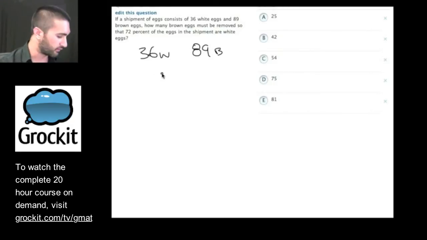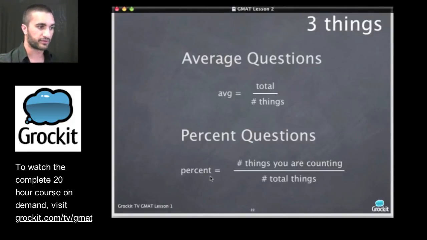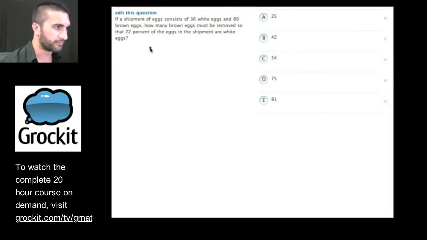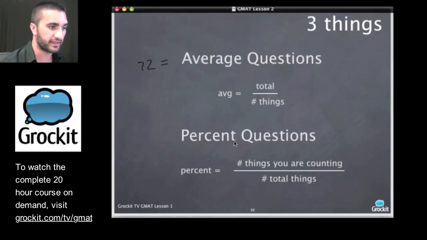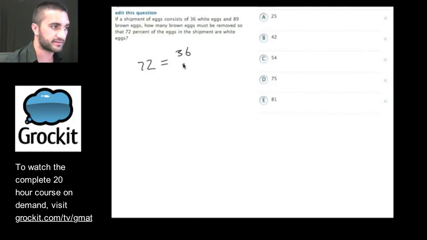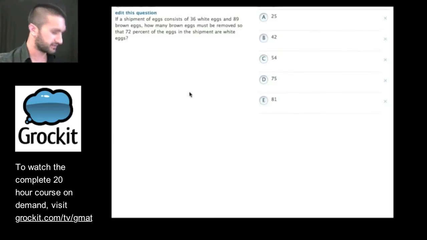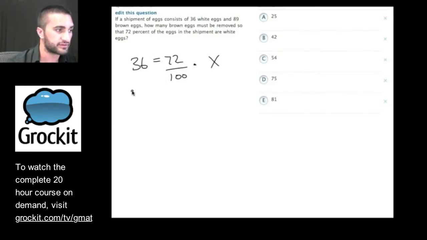We said in percent questions that we have how many pieces here? Let's go ahead and look. Percent, the number of things we're counting, and the total number of things. Let's replace what we know. So we know that 72 is the percent. We know that the number of things that we're counting is 36. And we want to figure out how many things there are, right? 36 is... reword it this way. We can go from English to math. 36 is 72% of what number? Okay, so let's multiply. We get 3,600 equals 72x.